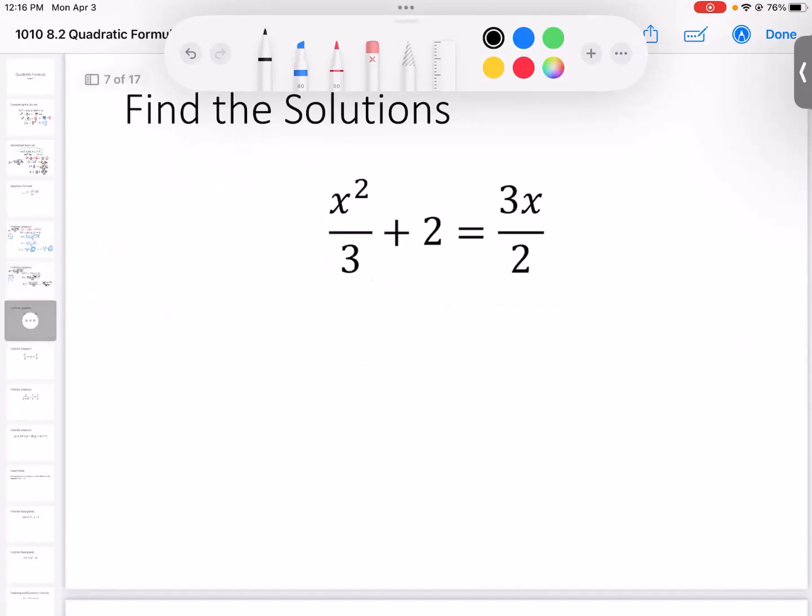So if we had an equation like this one, how do you guys think we would start solving it? Perfect. Okay, because we have to have it equal to 0. So we'll have x squared over 3 minus 3x over 2 plus 2 equals 0. And then what would you do?